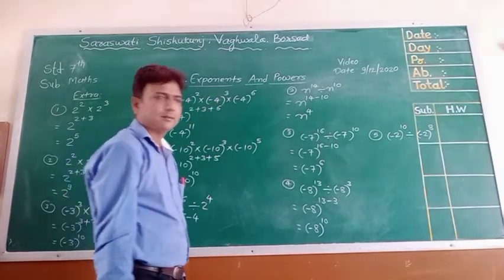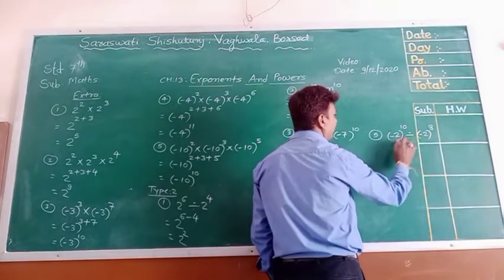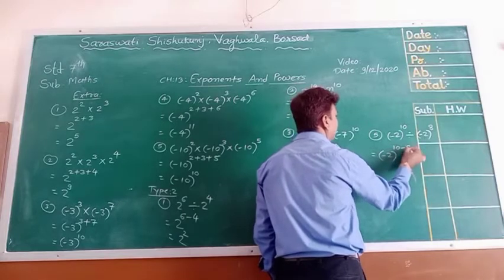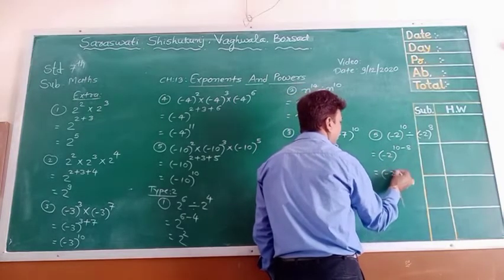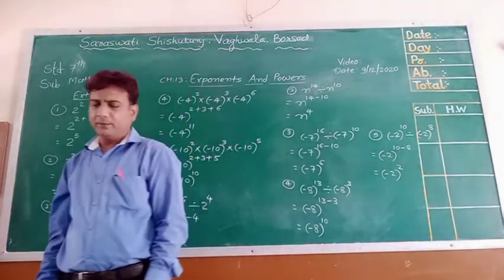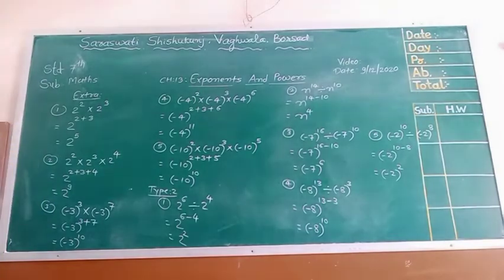Clear? Now sum number 5, minus 2 division minus 2. Both have same base, division, subtraction of their powers. 10 minus 3 is 2. So students, here we apply our first number rule and our second number rule. Now let's apply the third number rule here.